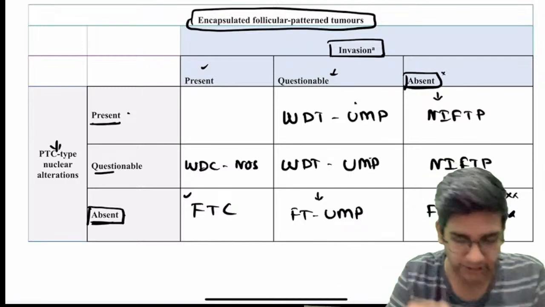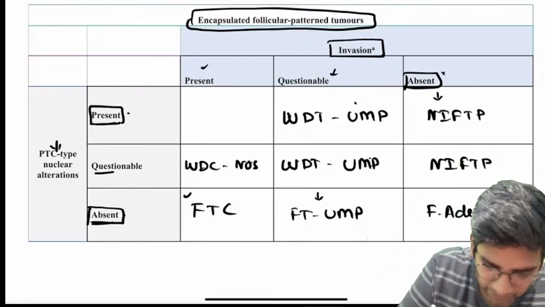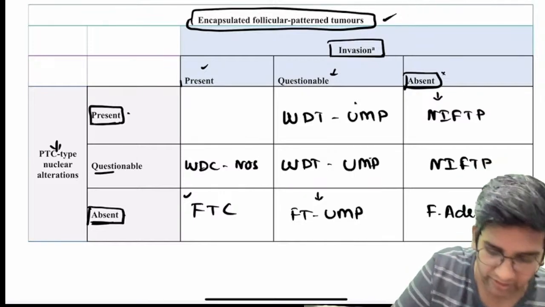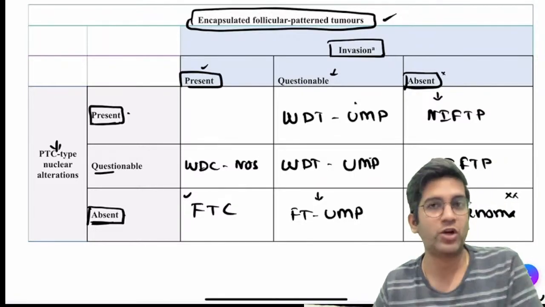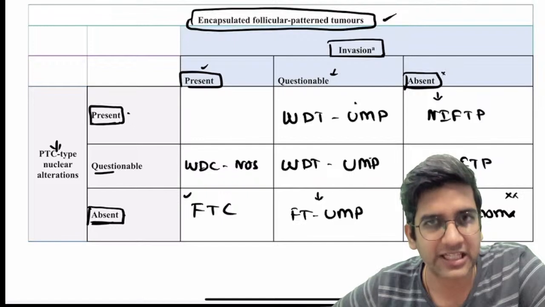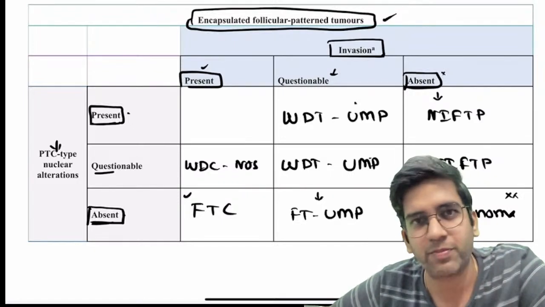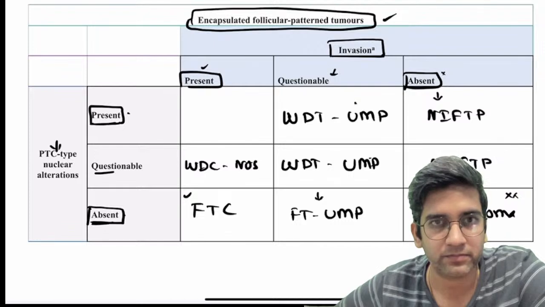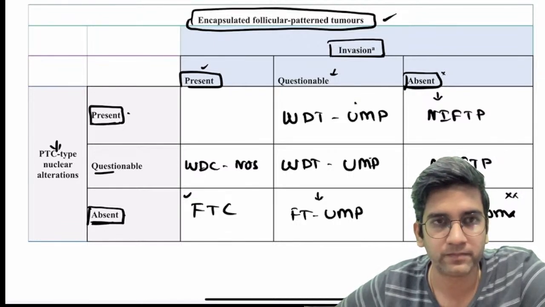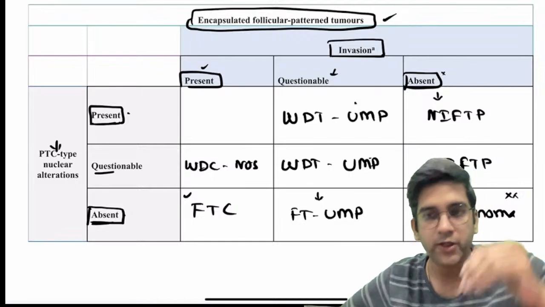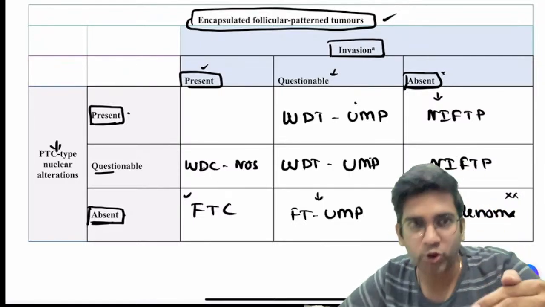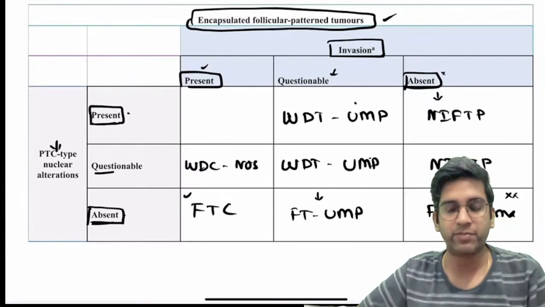Okay. Next, what will be there if I have nuclear features of PTC with a follicular pattern with invasion? Can anyone tell me what it will be? We have not discussed it today, but I'm sure you must have seen these patients and you must have reported these patients. What will be here? Nuclear features of PTC, follicular growth pattern, and invasion present.